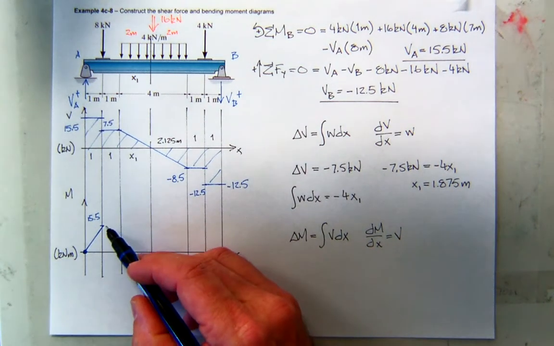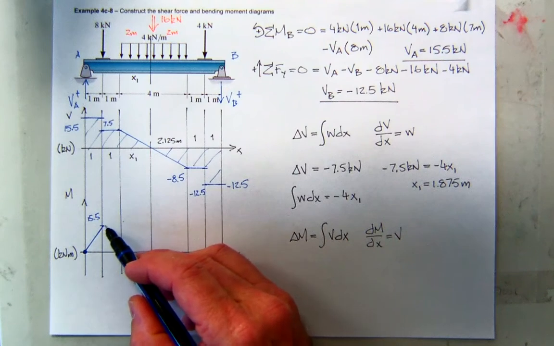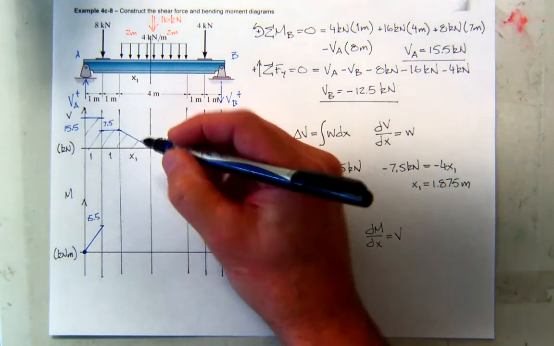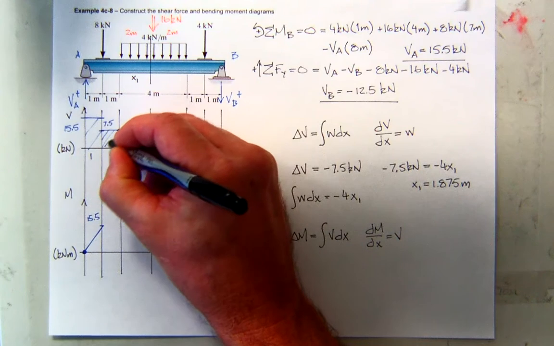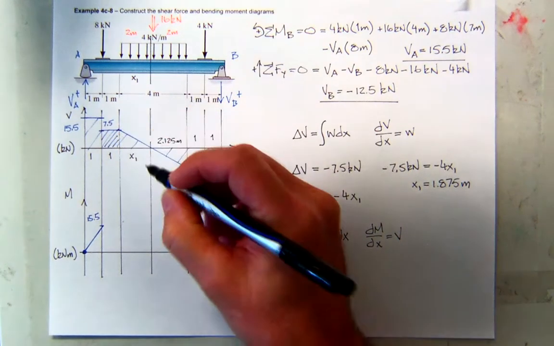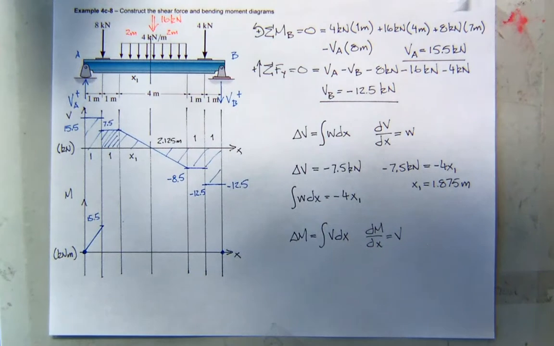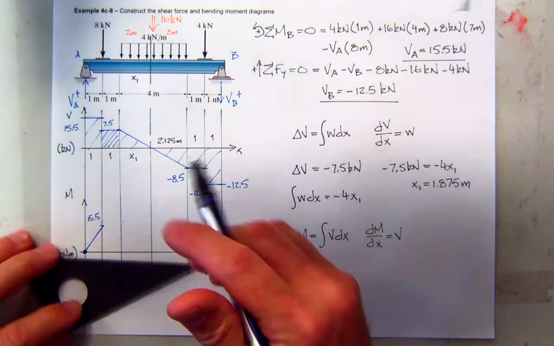What's the change in moment over the next meter? Well, it says it's the area of the load curve. The area of the load curve here, I'll kind of double hatch that one so you can see that little bit. What's that area? Base times height, 7.5. So if I take 15.5 and I add 7.5, what do I get? 23.